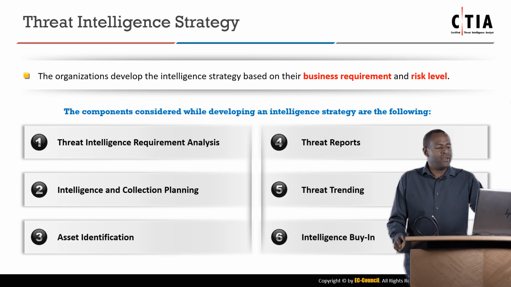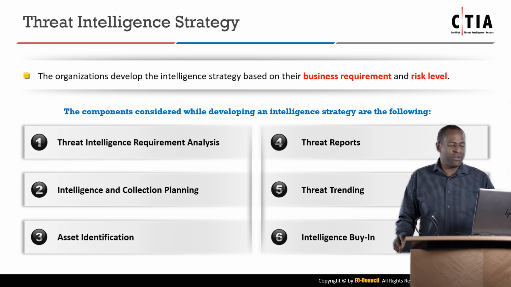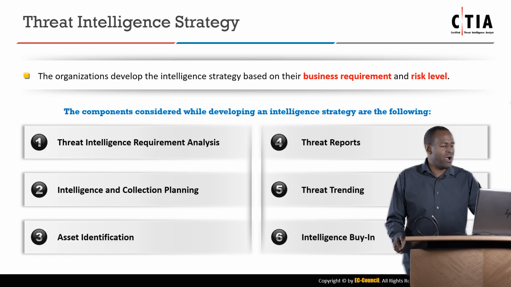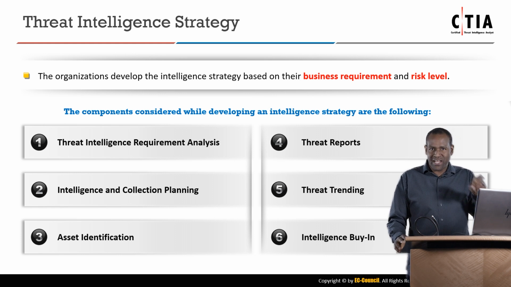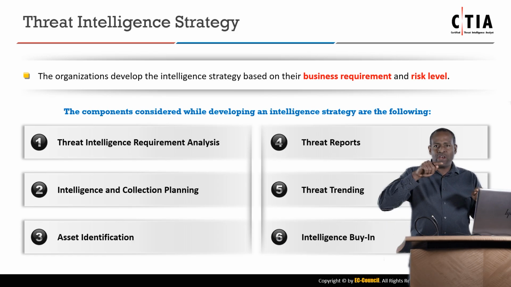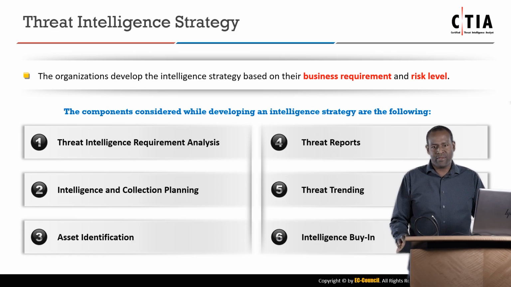So the components that are going to be considered while developing that strategy for your intelligence are, number 1, the threat intelligence requirement analysis. Right? So we're going to analyze that threat intelligence. Number 2, intelligence and collection planning. So we want to, again, plan for the future. Also, we have asset identification. If you want to, you can circle asset identification and draw a direct line and circle risk level.